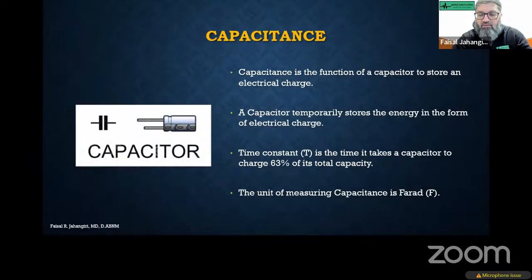Capacitor is another item in the circuit, and capacitance is the function of the capacitor to store the electric charge. The time it takes the capacitor to store 63% charge is known as the time constant, and that time constant is variable from one capacitor to another. A bigger capacitor will take a longer time, a smaller capacitor a shorter time.